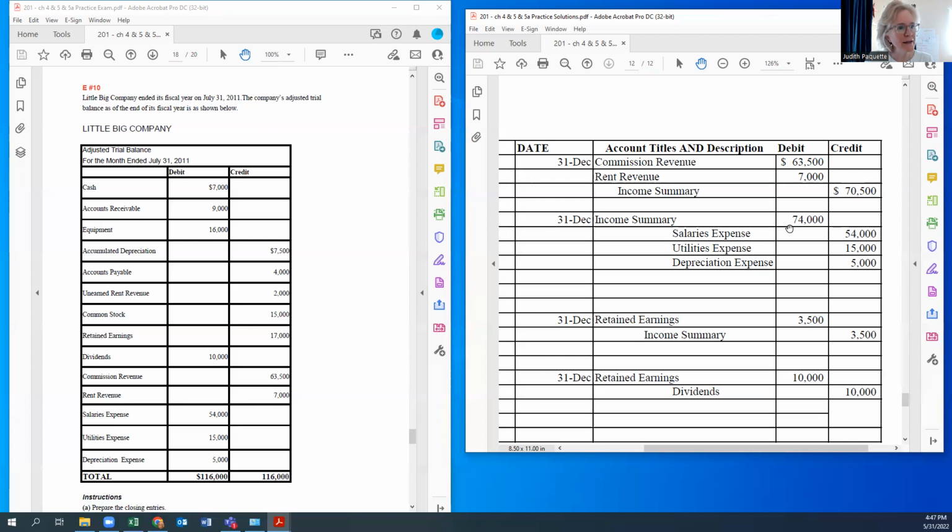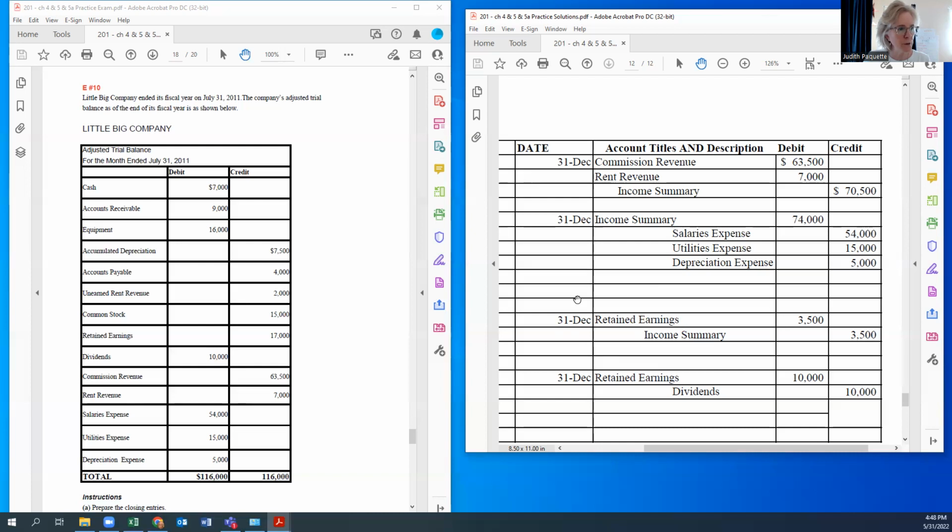Now you can calculate the difference here. We had 70,500 of revenue, but we had 74,000 of expenses. So we had a net loss of 3,500. And that's what Michelle was asking about. We had a debit balance in income summary of $3,500, so we have to clear that out. We credit income summary and we debit retained earnings. So it works both ways.